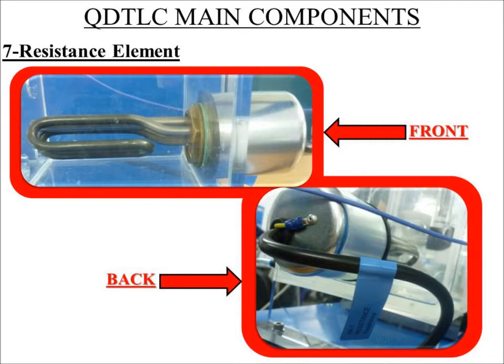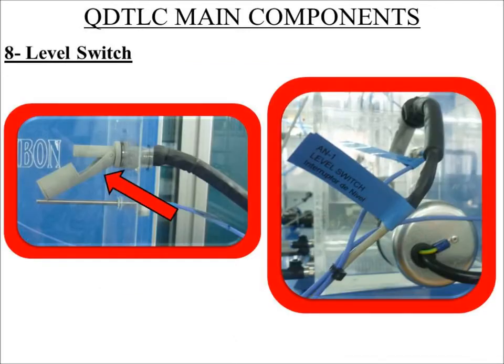Number 7. Resistance element. Like mentioned before, this unit has a heating resistance of 500 watts. Because the conductivity of a solution increases with temperature, this is a very important element. Number 8. Level switch. This component is in charge to detect the water level in the thermostatic bath. Therefore, if there is no water, the level switch won't allow the equipment to turn on the resistance element to avoid overheating.